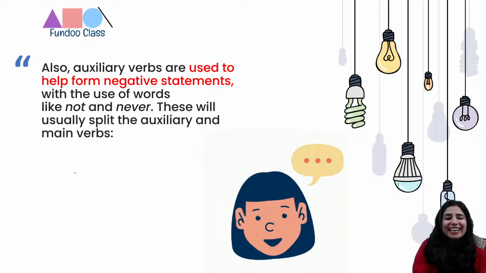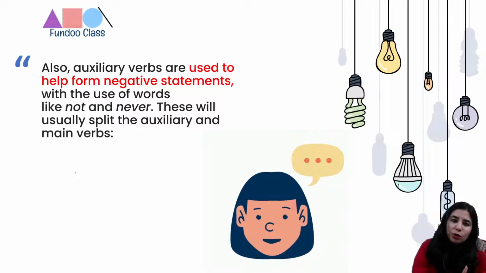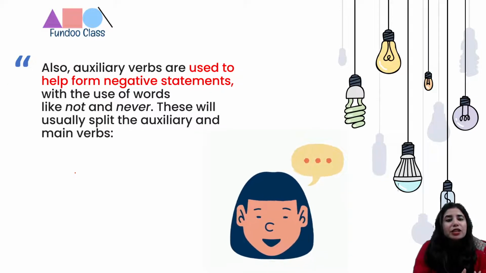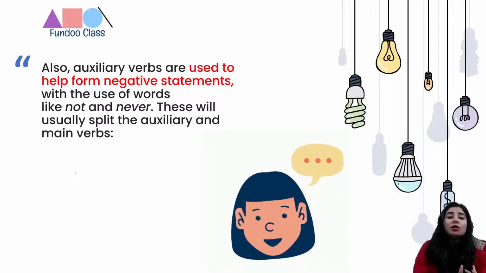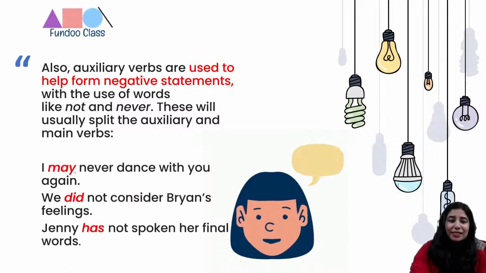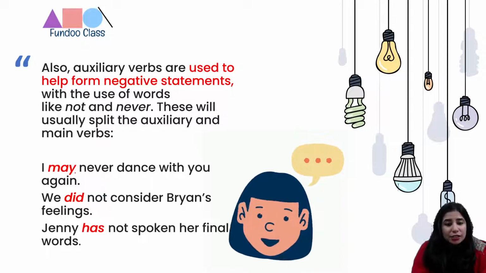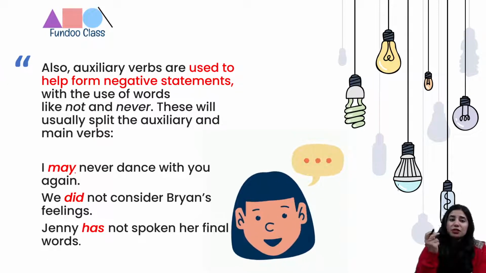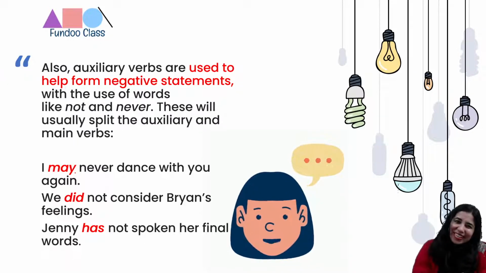Okay, great, great. So we have talked about how auxiliary verbs help to get a better understanding of the time of the action. Also, we have understood how they are used to create questions. Now, at times, we can use auxiliary verbs to form negative sentences. So let's see. I may never dance with you. We did not consider Brian's feelings. Jenny has not spoken. So we are using variations of the same sentence so that you get better clarity of how auxiliary verbs can be used, right?